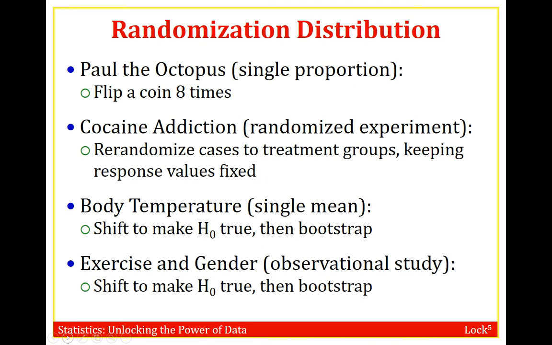All of these exercises are moving the observational study and shifting H of O to make it true, and then bootstrapping. Again, when we get to it, it's so that the spread of this curve in the bootstrap will be similar to the spread of this curve in the population. It's what all of these slides are determining and talking about.